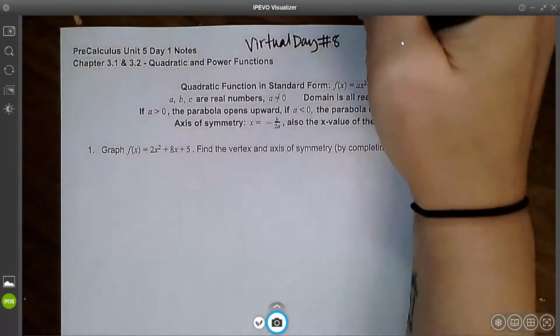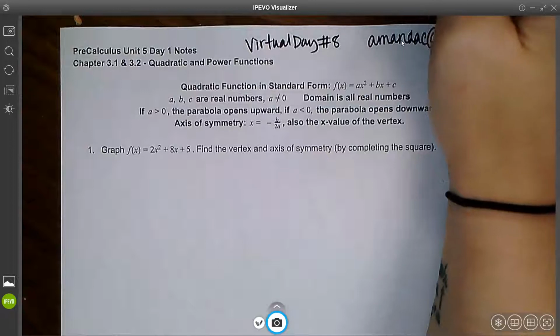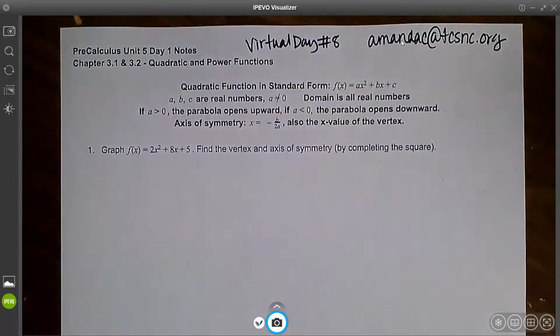Remember, my email is amandac@tcsnc.org. And the grades are due for me this morning, so please make sure that everything has been turned in. Email me if you have something come up and you need an incomplete, and we can chat about that depending on the situation.